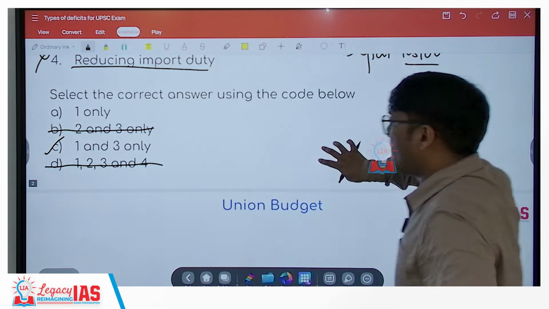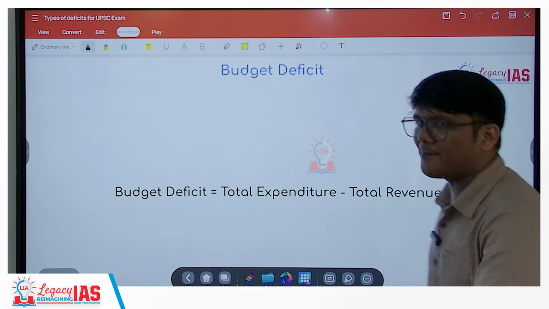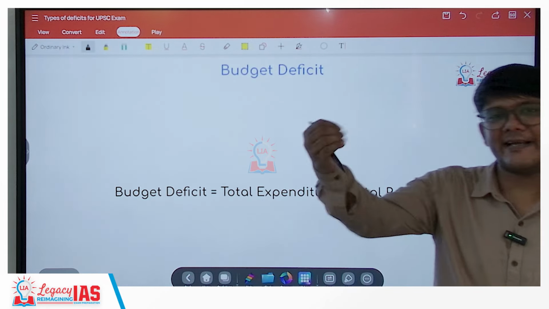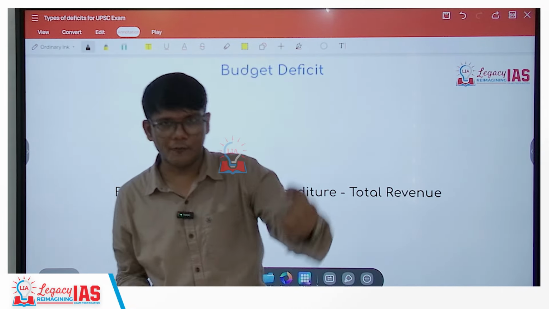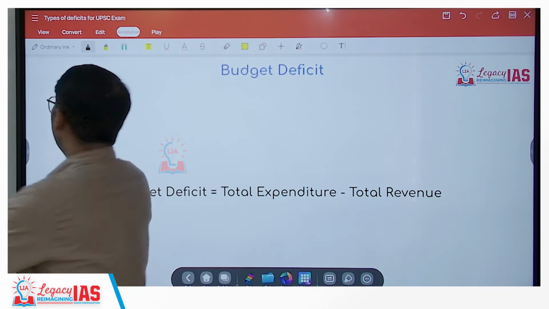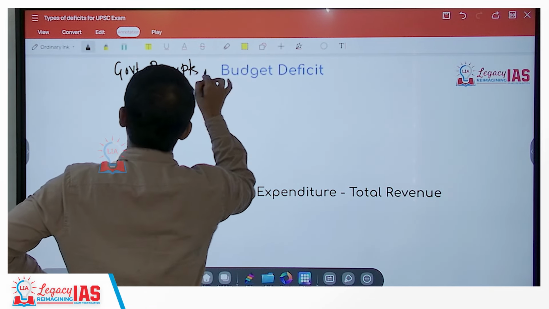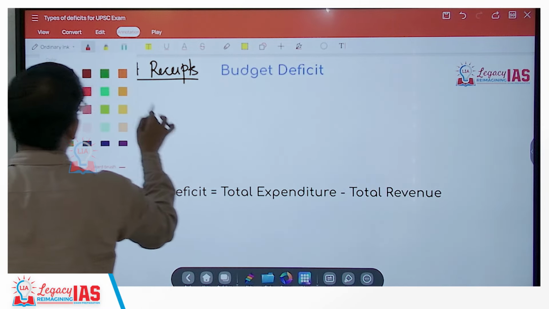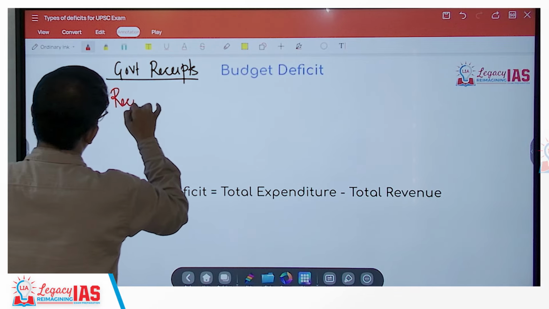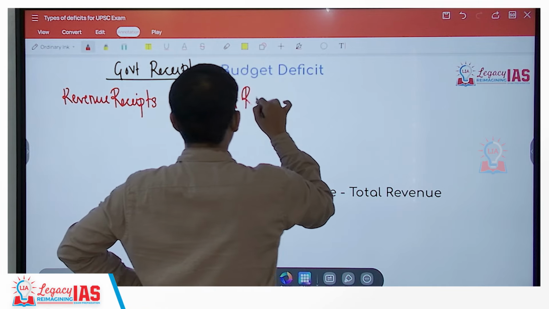Okay. Now, before going into the different types of deficits, we need to understand a bit about the budget. In the budget, you have the receipts of the government as well as the expenditure of the government. We need to look at the government receipts, which is very important. So what are government receipts? It will be revenue receipts and capital receipts.